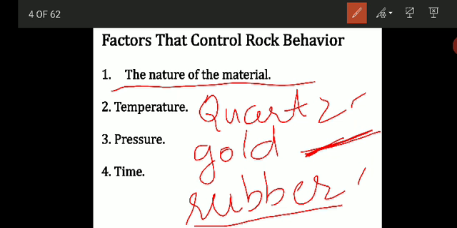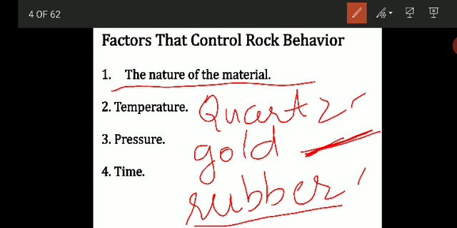Initially all rocks react to stress by deforming elastically, and when the elastic limit is reached, the rock will start behaving differently depending on the temperature and the pressure acting on the rocks.